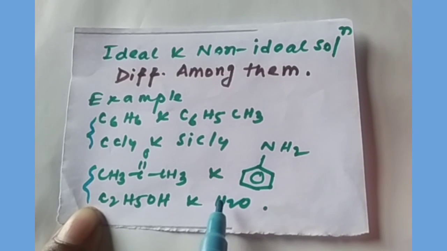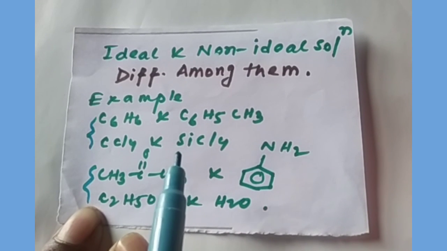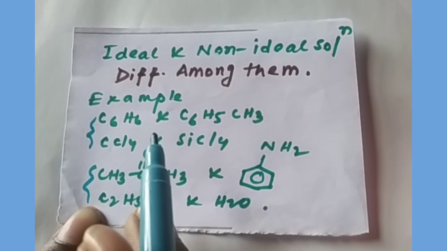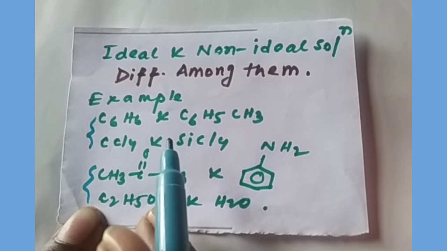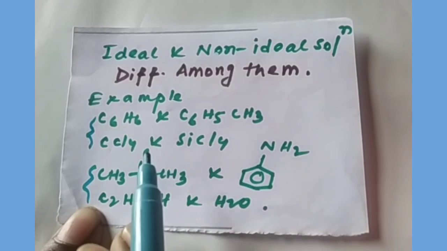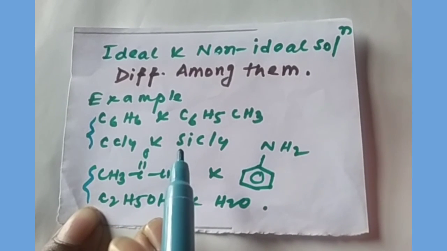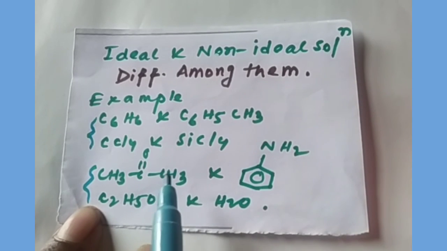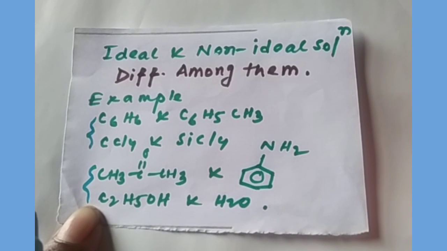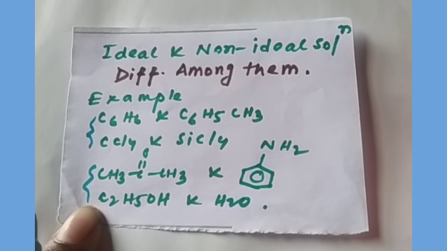We have to discuss this, but you have to mention that del V mixing for an ideal solution is 0 because of similarities of shape and size. The intermolecular distance remains the same, so del V mixing is 0. Another thing is that del H mixing is 0. Why? Because the intermolecular or cohesive forces in this solution are completely uniform. So this is athermal.